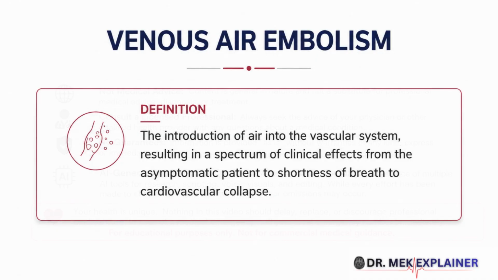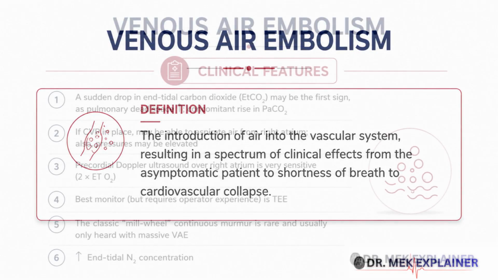Venous air embolism occurs when air enters the venous circulation and travels to the right heart and pulmonary vasculature. Even relatively small volumes of air may significantly increase pulmonary vascular resistance, impair right ventricular outflow, reduce left ventricular preload, and ultimately lead to cardiovascular collapse if not recognized promptly.